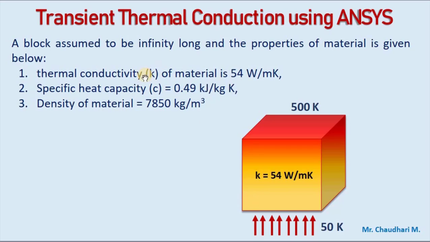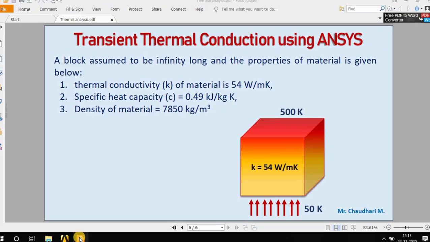The first property is thermal conductivity, then heat capacity and density of the material. Here are the values: 54 watt per meter Kelvin, then 0.49 kilojoule per kg Kelvin, and density is 7850 kg per meter cube. So all properties are given, and the initial temperature is 50 Kelvin and the maximum temperature is 500 Kelvin. Okay, so let's start.